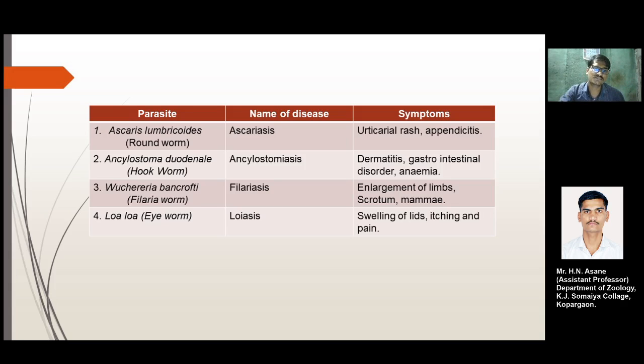So moving towards the fourth parasite, that is Loa loa. This is the scientific name of the eyeworm, and the name of the disease is loiasis. What happens in loiasis is swelling of the eyelids, and itching and severe pain in the infested area are seen.